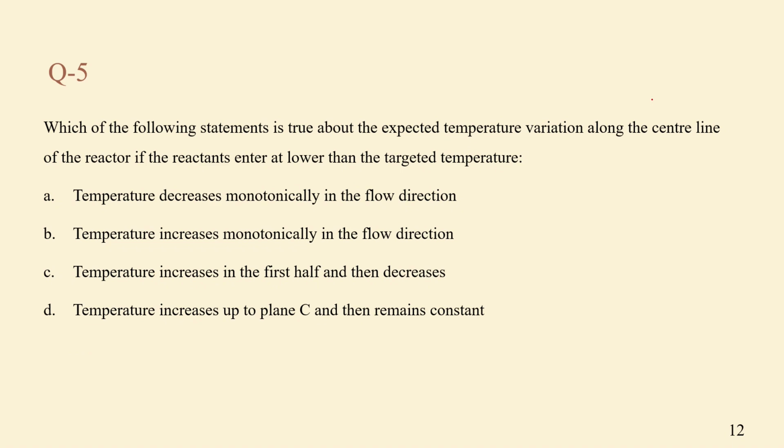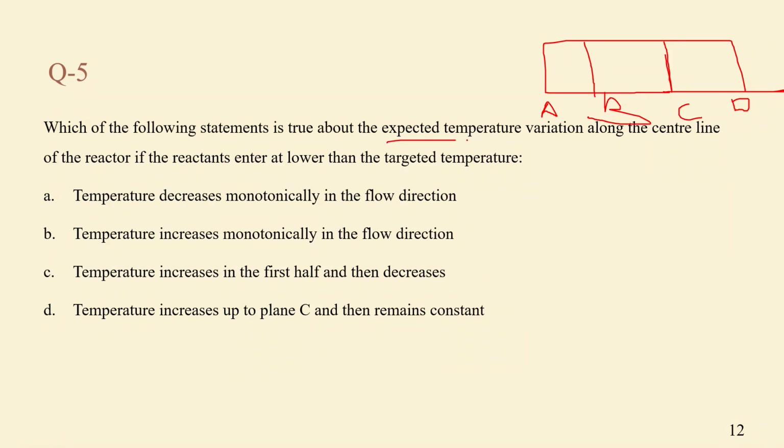So basically, this is the reactor. We are tilting the reactor for our convenience. So this is plane A and this is plane D. Here it is entering and here it is leaving, and in between we have planes B and C. It is not properly drawn, so just adjust with that. Which of the following statements is true about the expected temperature variation along the center line of the reactor? What is the temperature variation along that line if the reactants enter at a lower temperature than the targeted temperature?